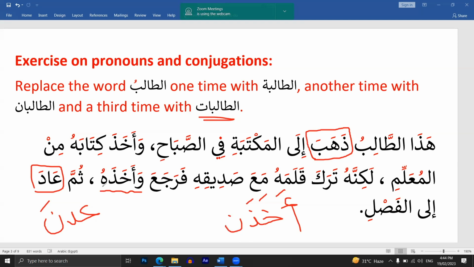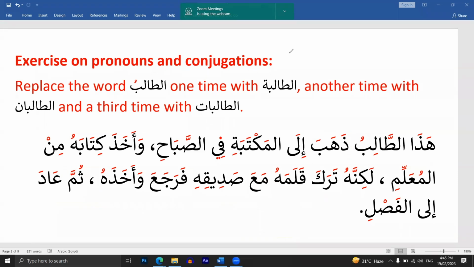Then we have an objective pronoun here. You will add it here. أخذنا هو, أخذناه. So the conjugation comes first, and then after that, if there is any subjective or objective pronoun, you just attach it. That's all. Okay. Thank you so much. You did it correctly, and also your reading was very perfect.